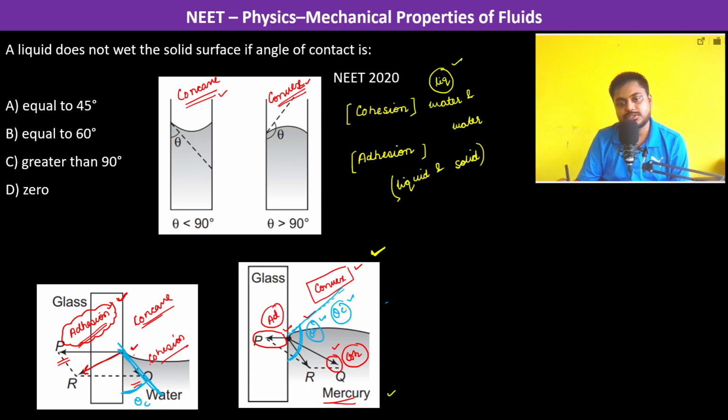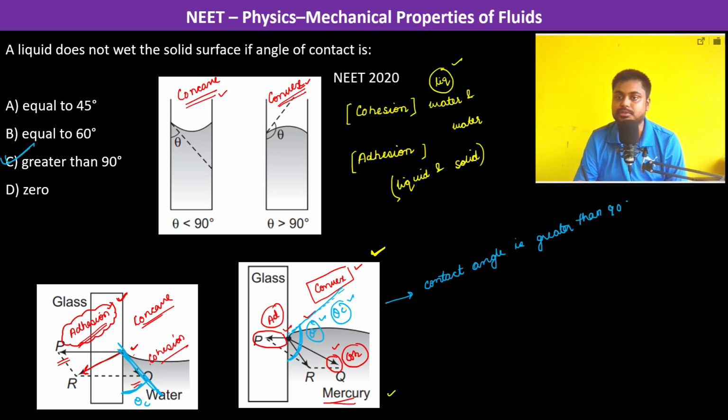So in this case we can clearly see that the contact angle is greater than 90 degrees. It's obtuse. So that's why the option is going to be C. Thank you.